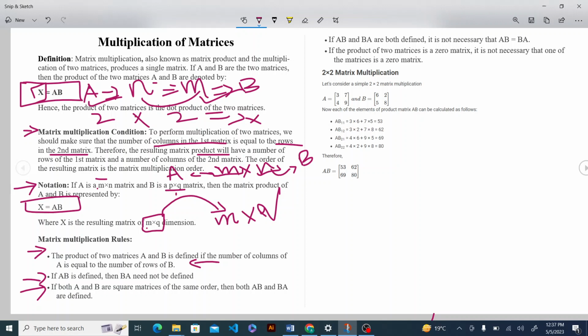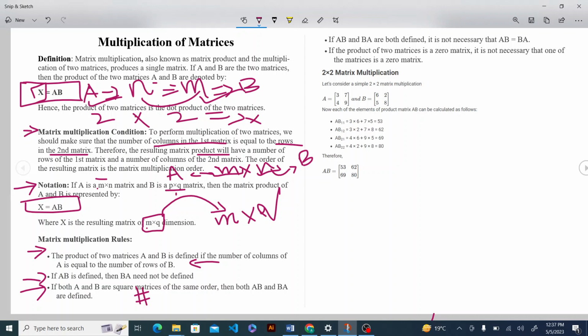Means if they are square matrices of the same order. What is a square matrix? One in which the number of rows and number of columns are equal. If A and B are square matrices of 2 into 2 order, 2 rows, 2 columns each, then AB and BA will produce different answers. That is why they both need to be defined, if they have the same order.